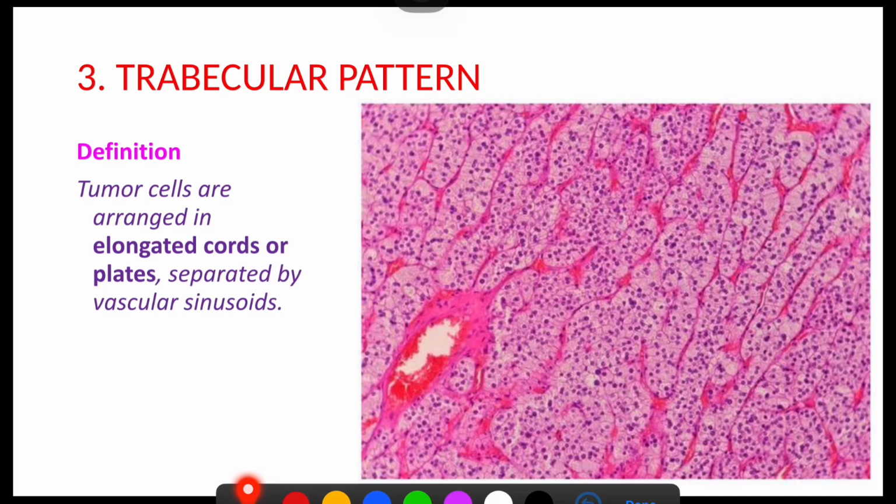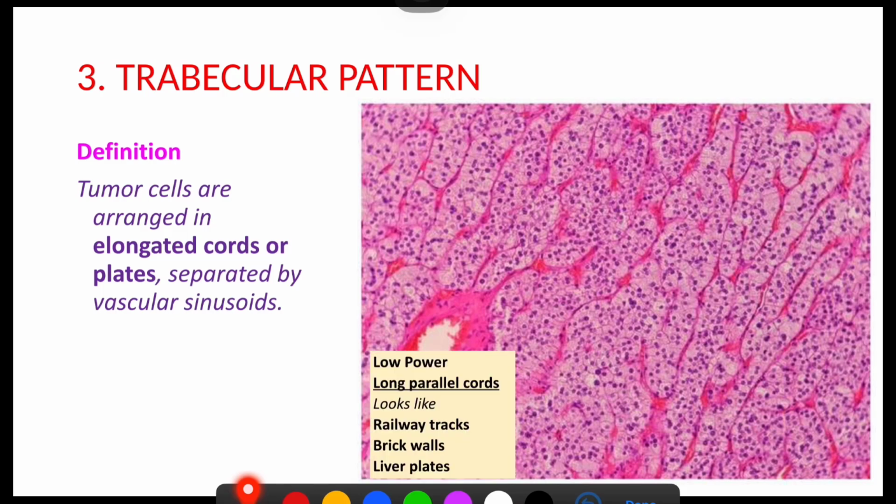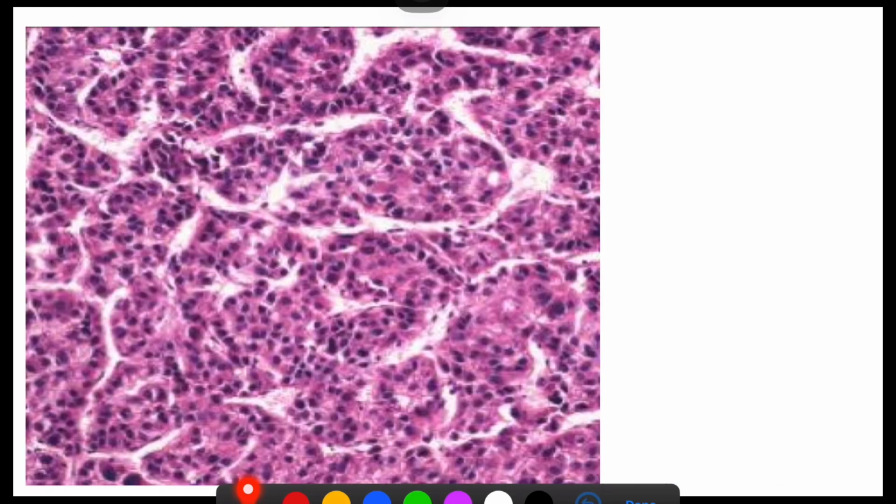So, this is trabecular pattern and these look like railway track pattern or brick wall pattern. Liver plates will show trabecular pattern. So they are having long parallel cords.